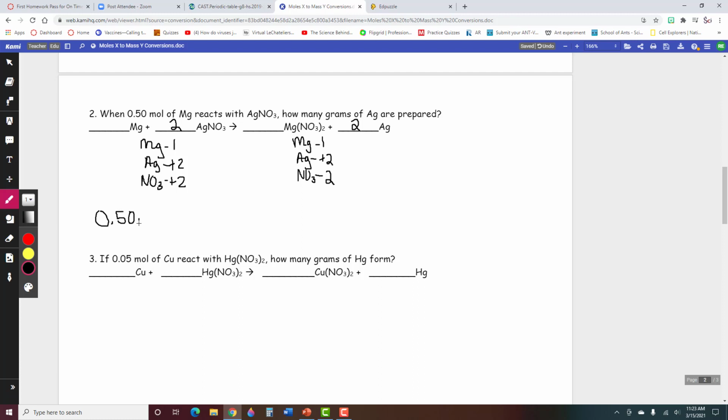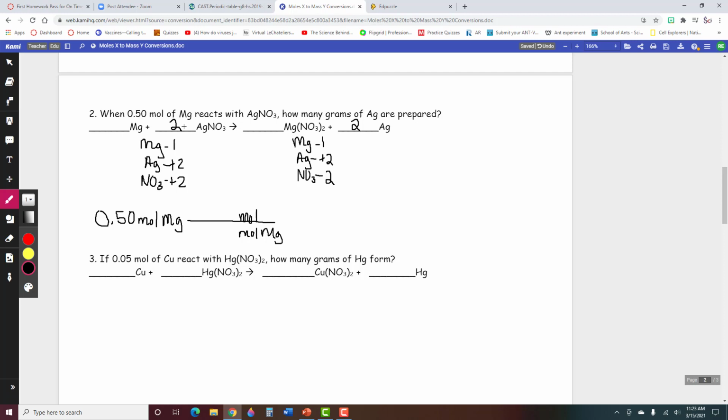0.50 moles of Mg. Draw your first division bar. Take your starting unit, put it on the bottom. Moles of Mg. And then your unit that you need to go into is going to be moles. Okay, I have to go through moles first, but it says moles of, oh, here's a tricky one.